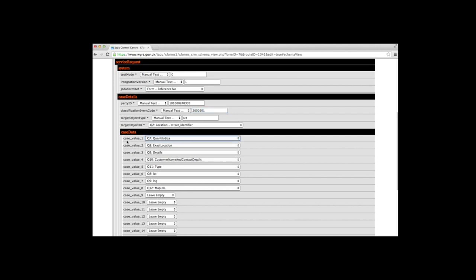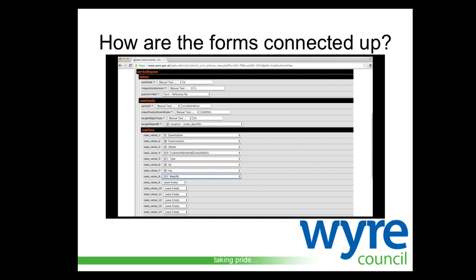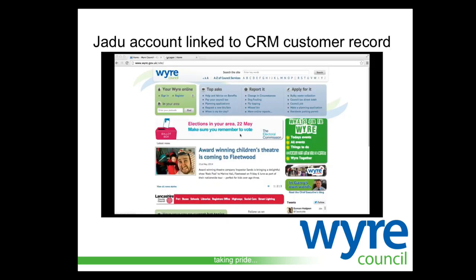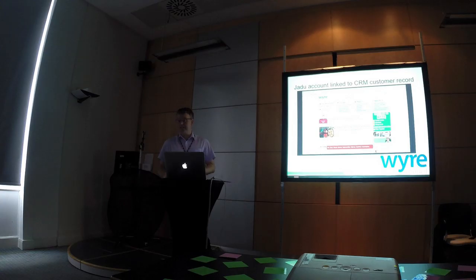So the party ID is for if a customer is not logged into the form, so they're completing it anonymously. The classification event code is the code for the work queue that it's going to end up in. And then you need to make sure that the case data fields match your CRM case fields. So if a customer registers on our site, then the Jadu account record is linked to the Lagan record, so allowing them to change their details on the customer account page in Jadu will automatically update some of the details in Lagan.